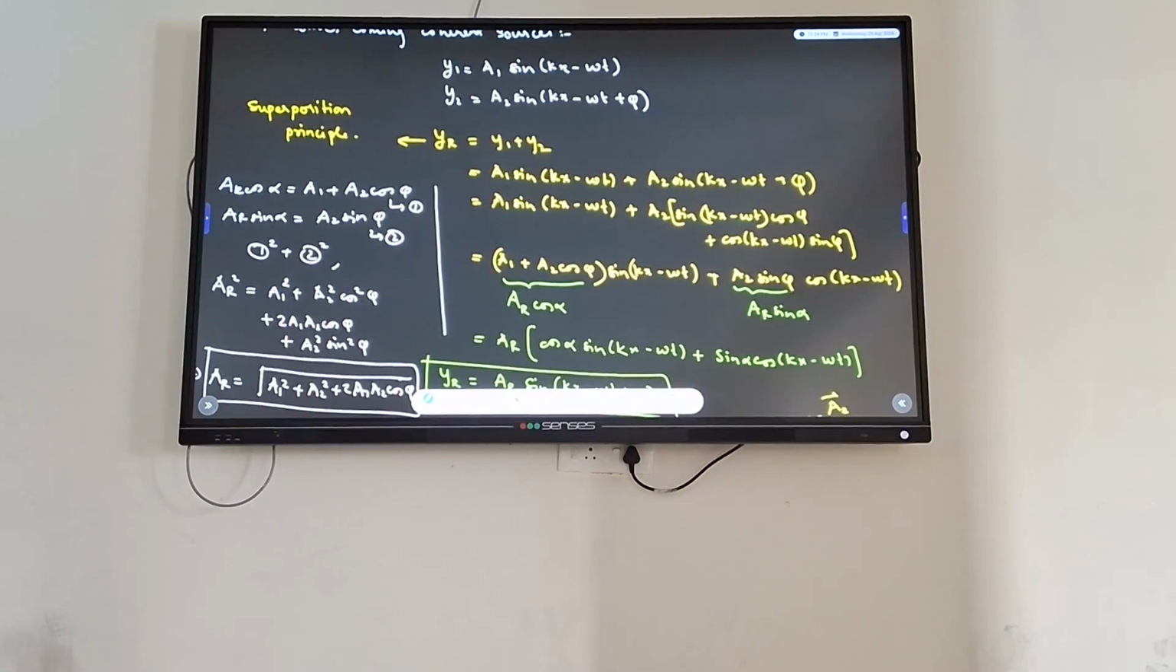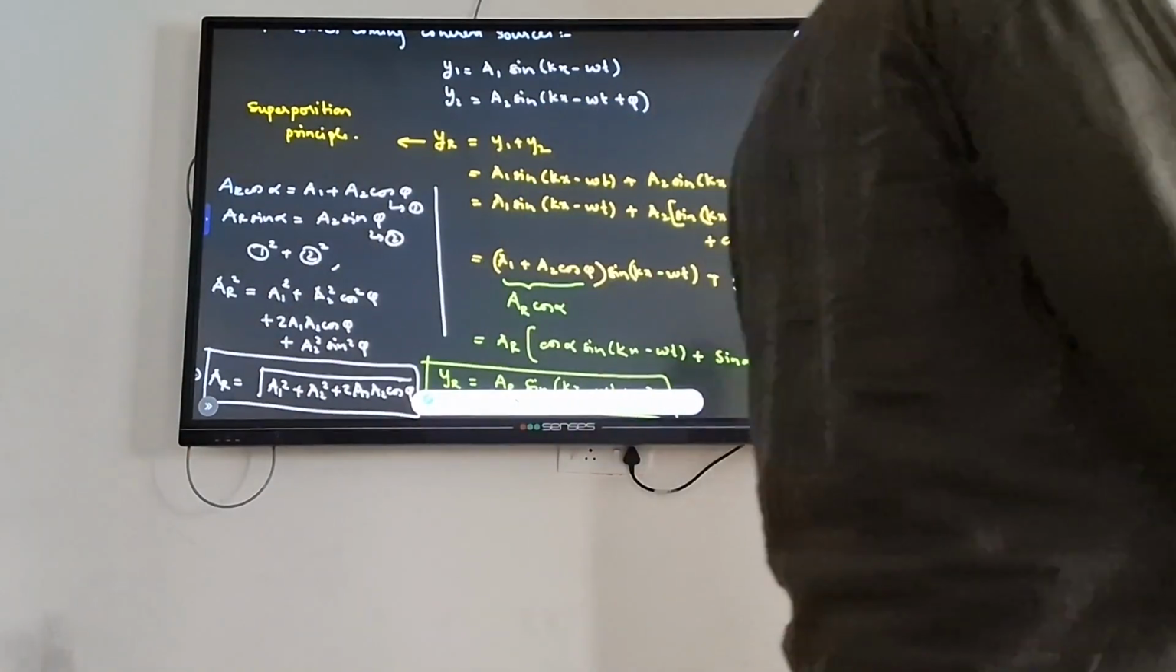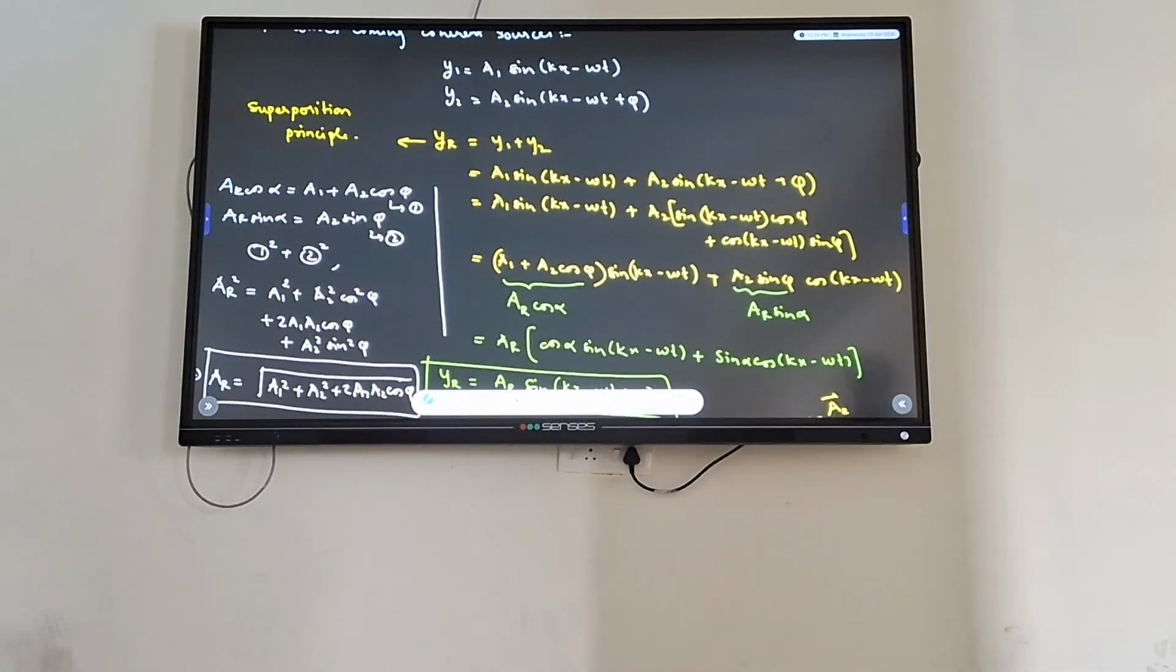Please check my calculations, sir. What does that AR represent by width? That's the amplitude of the resultant wave. And what is the alpha? That's the phase difference between what and what? That's the phase difference between YR and Y1.